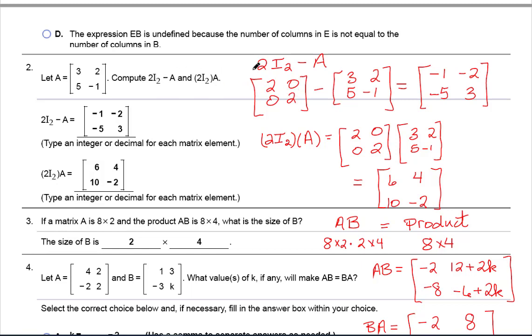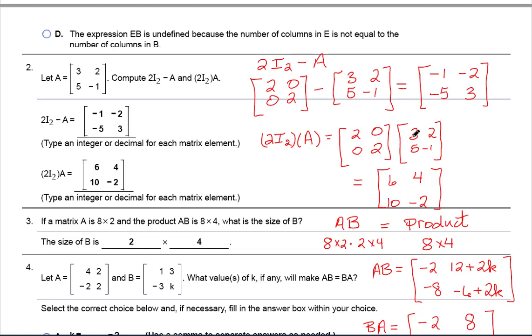So 2 times I2 looks like the following, minus A. Same size, so the operation is defined, and we simply subtract component by component. What about 2I2, which is here? Multiply that by matrix A. Yes, this is defined. I have a 2 by 2 multiplied by a 2 by 2. My answer would be 2 by 2.